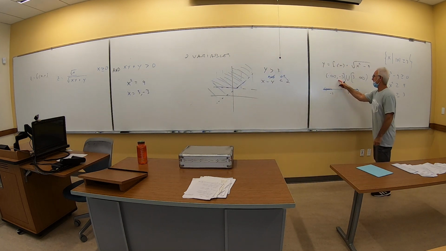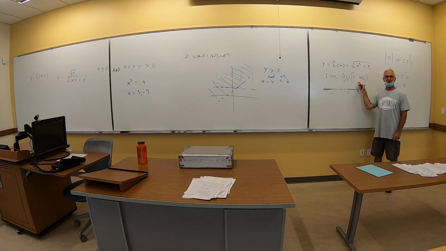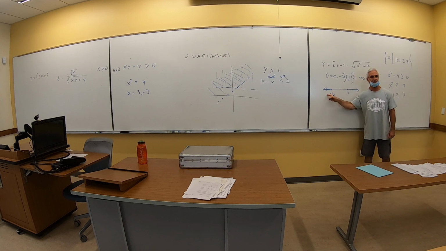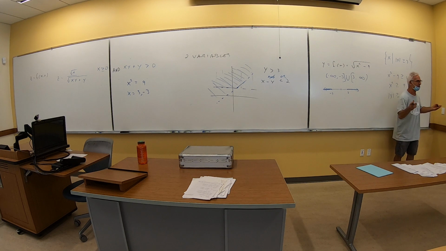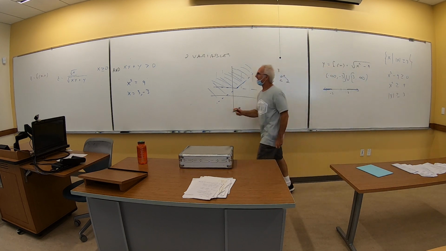Why is this, or this? Because there is no real number that is simultaneously less than negative 3 and greater than positive 3 at the same time.